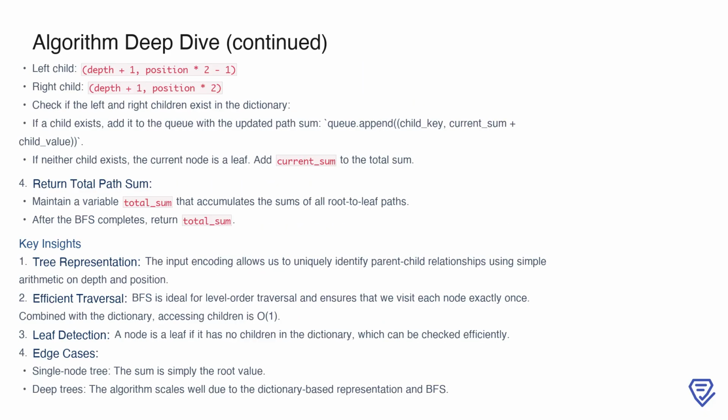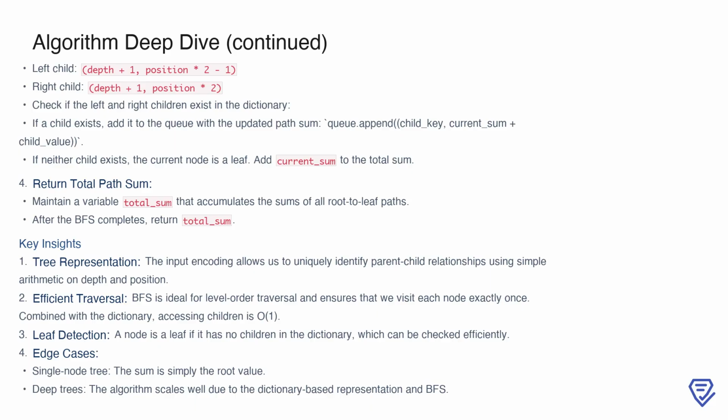Now we perform the BFS traversal. While the queue is not empty, we dequeue the front element, which includes the current node and the running sum of values from the root to this node. For each node, we calculate the keys for its potential children. The left child is at depth + 1, position * 2 - 1, and the right child is at depth + 1, position * 2.